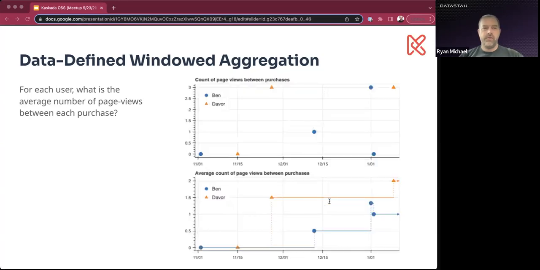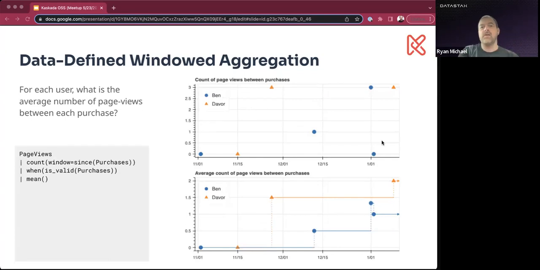So this is showing how we can filter down. But then the really cool thing here is that because it's timelines all the way down, the result of that aggregation can then be re-aggregated, right? So I started with a count aggregation. I was counting how many page views have occurred since the last purchase.